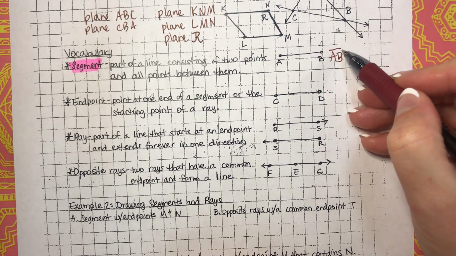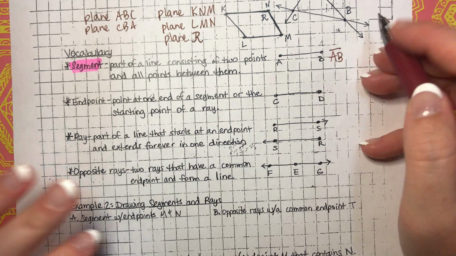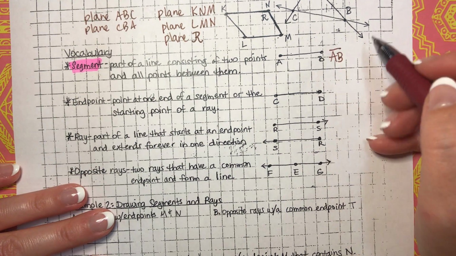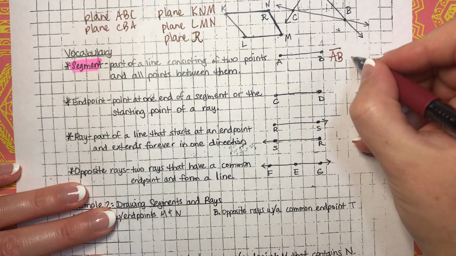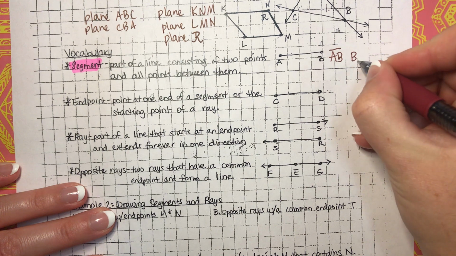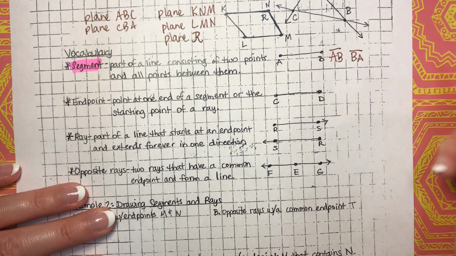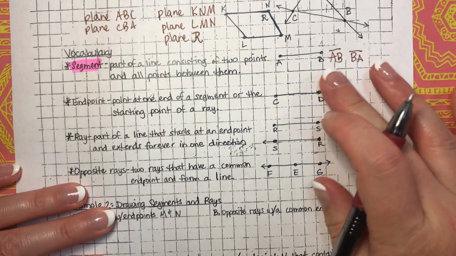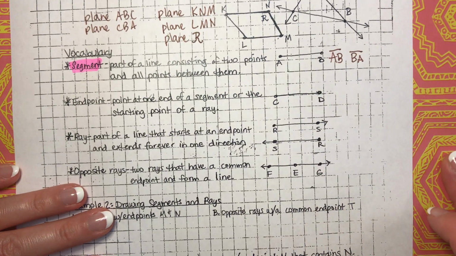And notice that it doesn't go forever and ever in each way, okay? It just stops, and it stops there. And that's exactly what happens with a line segment. Or you could go BA with the little line segment right there. So those would be the symbols for line segment AB.